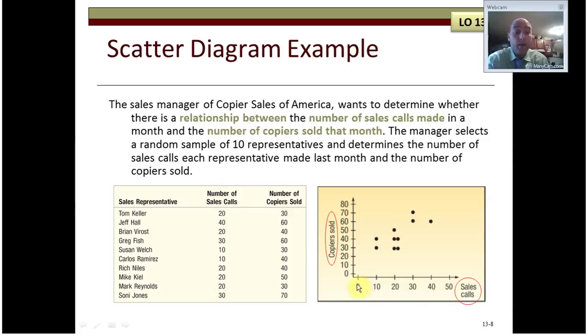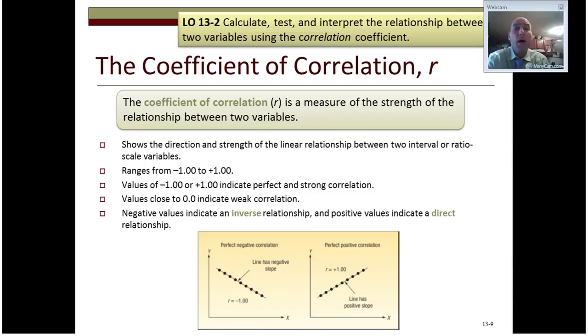We also have here along the x-axis the number of sales calls made and on the y-axis the number of copiers sold. Initially, when I look at that, I see that up here in the top right-hand portion of the data set, I've got a high number of sales calls and a high number of copiers sold. Down here, I have fewer sales calls made and fewer copiers sold. This begins to indicate to me it might be a positive correlation. Positive correlation we'll look at here now.